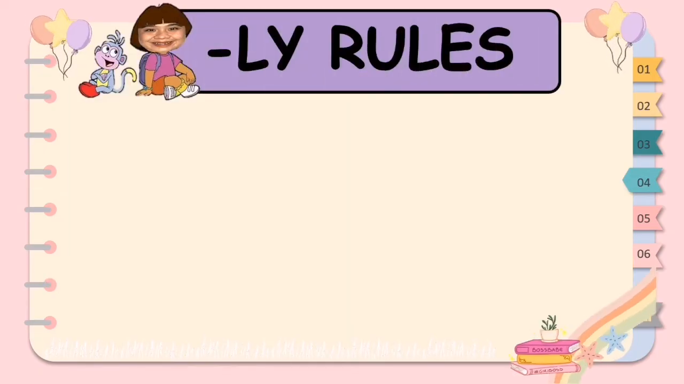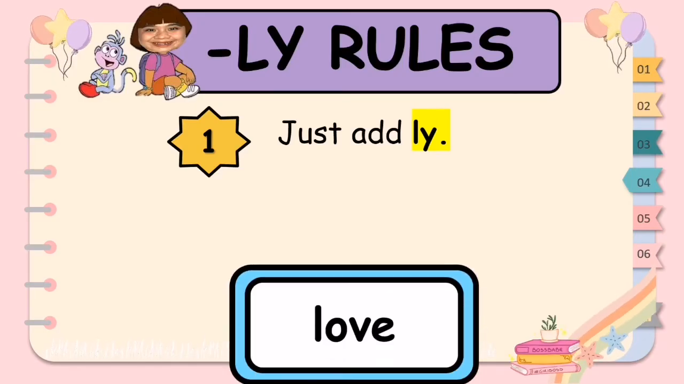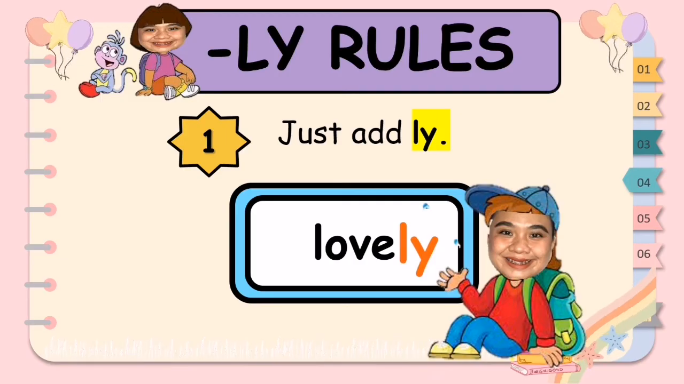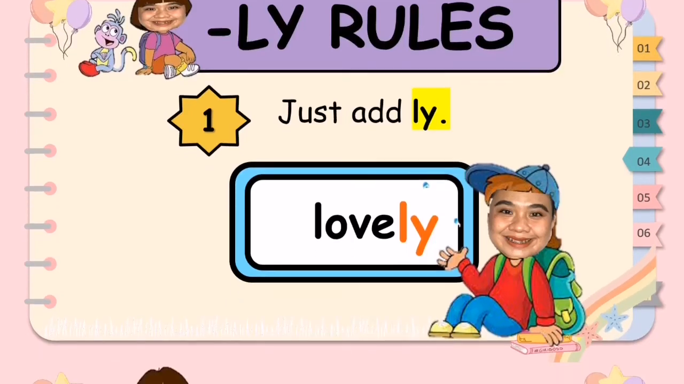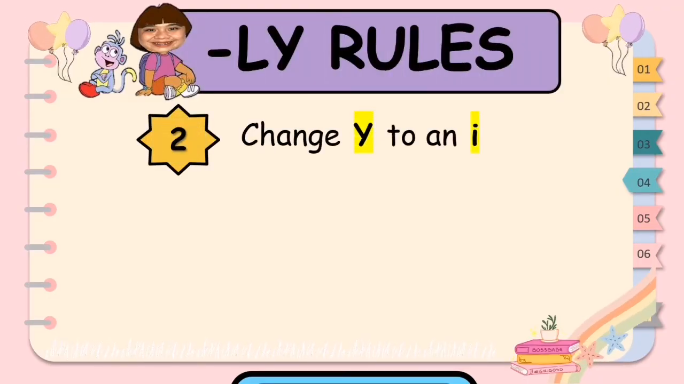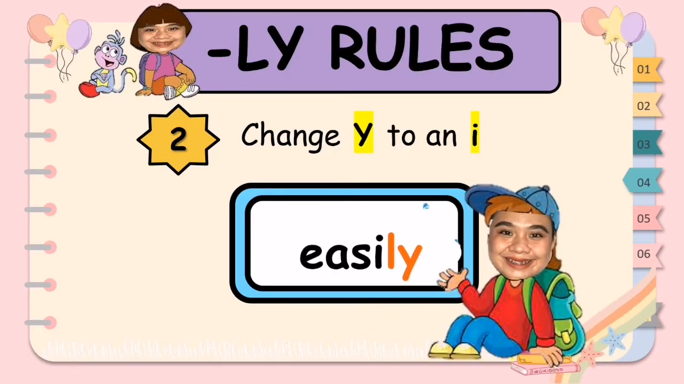So the first rule is to add ly. So by simply adding ly to the word. Like for example, love, lovely. So it becomes an adverb of manner by simply adding ly. Another rule is to change y to an i. For example, the word easy, it ends with letter y. So we have to change the y to i and add ly so it becomes easily.